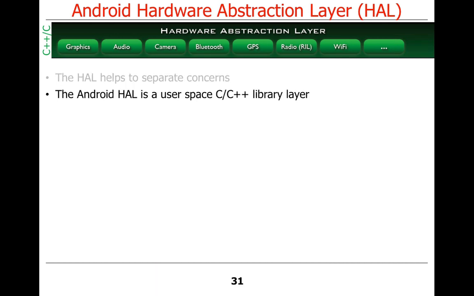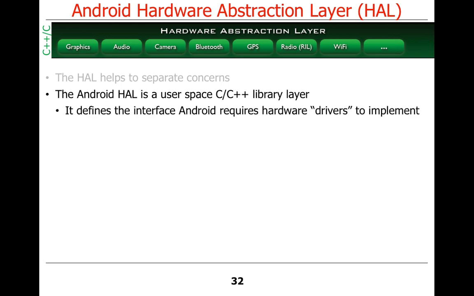Basically, it's a user space library written in C and C++. So it's in user space, which is kind of weird because usually device driver-like stuff is down in the operating system kernel for a whole lot of reasons. Basically what it does is it defines an interface in C and C++ that Android expects hardware drivers to implement. So all the higher layer parts of Android use those interfaces in order to be able to access the lower level stuff like the camera, GPS, the radio interface layer, and so on.